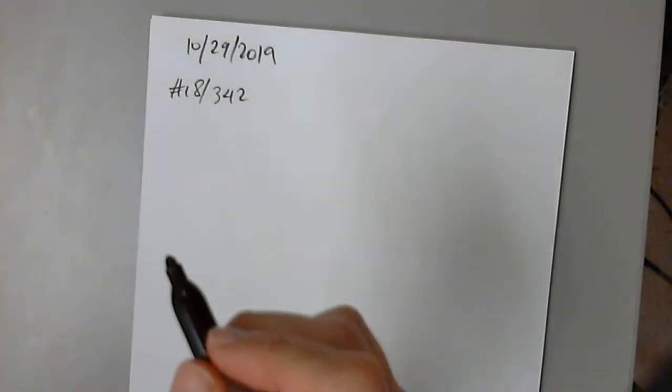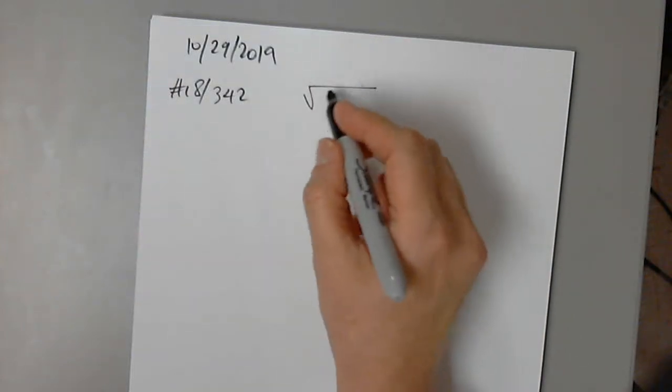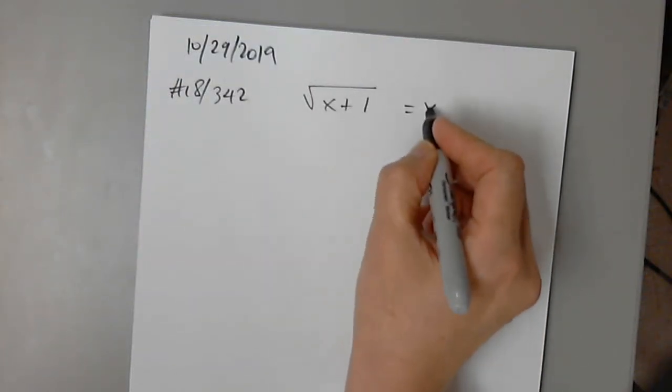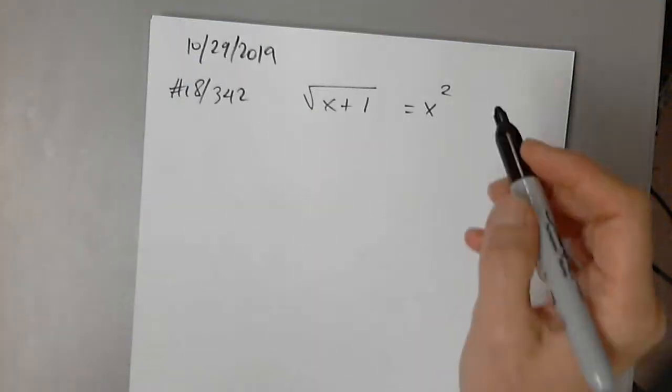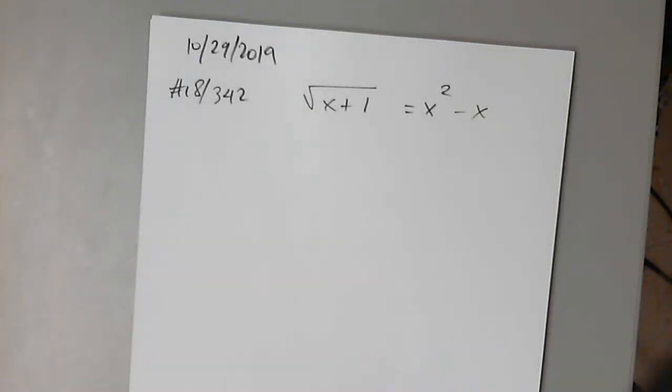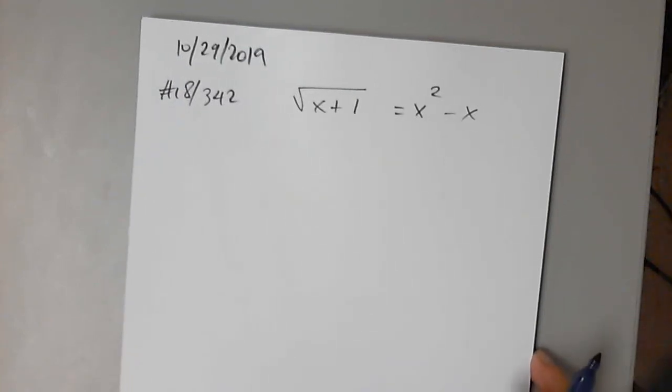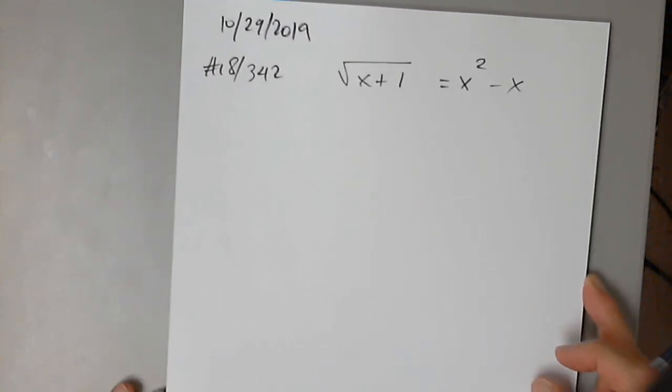On page 342, this is the square root of x plus 1 equals x cubed. No, it's x squared. x squared minus x. Okay. So very good. We are asked to find a solution. Any solution. I don't care, just one. The first thing we need to do, obviously, is, can anyone walk us through?